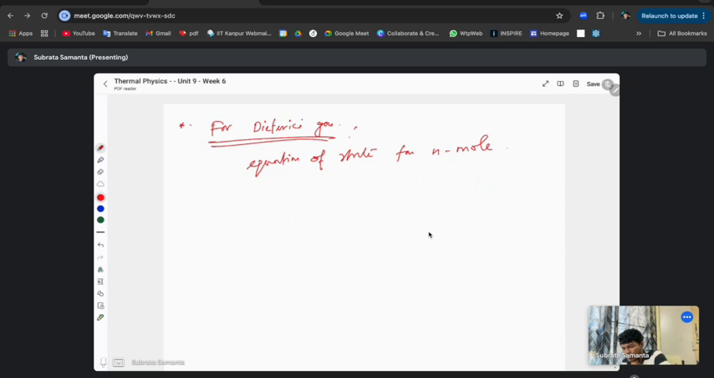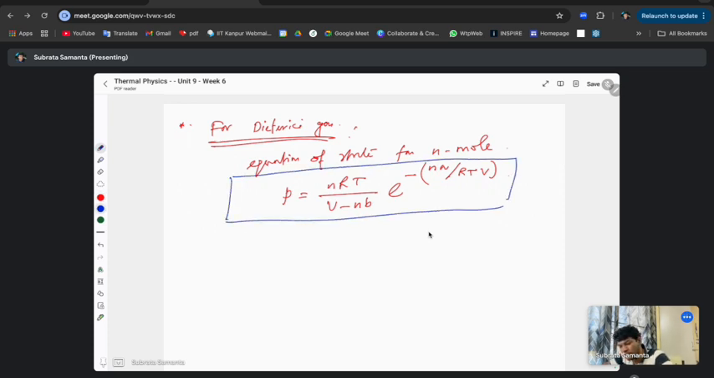Okay, so P equals nRT over (V minus nb) times e to the power minus na over RTV. This whole term is in the exponential, e to the power minus na over RTV. So this is your equation of state for Dieterici gas, where a and b are the van der Waals constants.